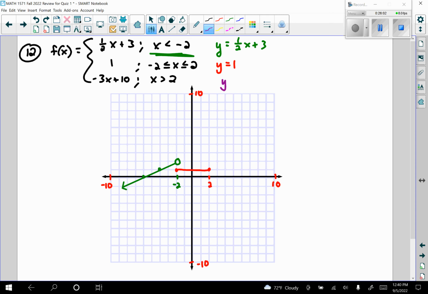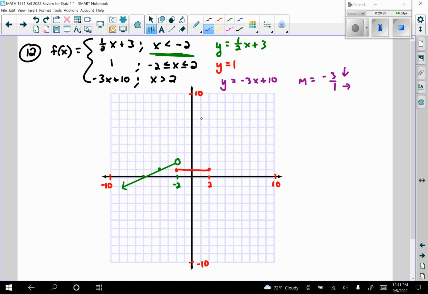And then my third piece is really y equals -3x plus 10, as long as x is greater than 2. So I need it to show up to the right of +2. But I'm still going to go up to the y-axis at 10. I'm not going to make a point, but if you notice I'm hovering up here. My slope is -3 over 1. So I want to go down 3, 1 to the right. So I'll see when I can start making points. Down 1, 2, 3 over 1.